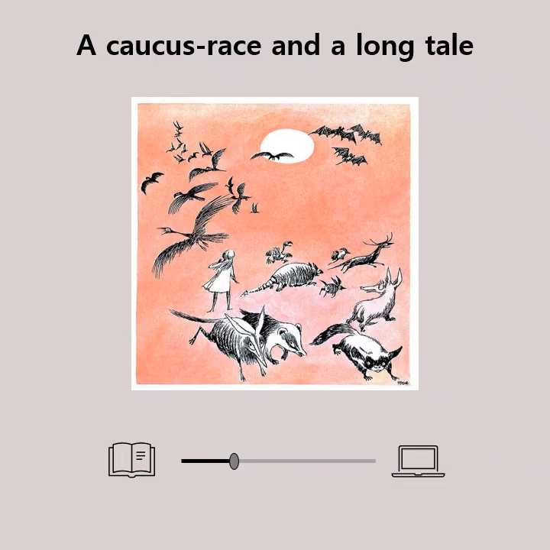Chapter 3: A Caucus Race and a Long Tail. After the pool of tears threatens to drown Alice, she encounters a group of creatures led by the dodo. The dodo suggests a caucus race. There are no rules to the caucus race.